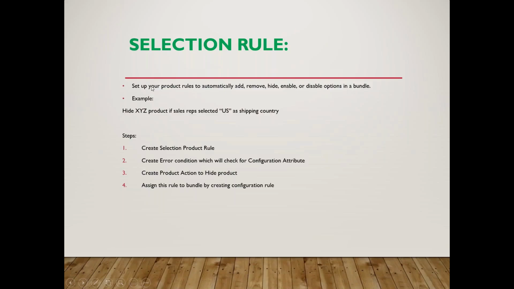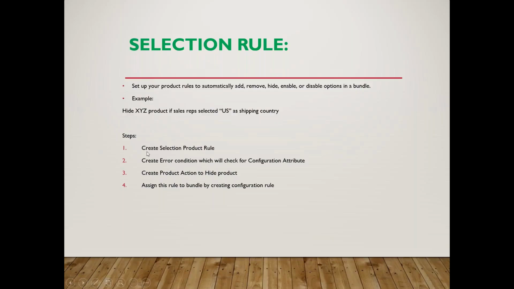So I was saying, for the selection rule, you can set up your product rules to automatically add, remove, hide, enable, and disable options in a bundle. What it means is that you can write the rules in such a way that those products should be sellable, added, removed, or hidden based on some combination, right? For example, hide XYZ product if the sales rep selected US as shipping country. These things you can achieve with the help of the selection rule.